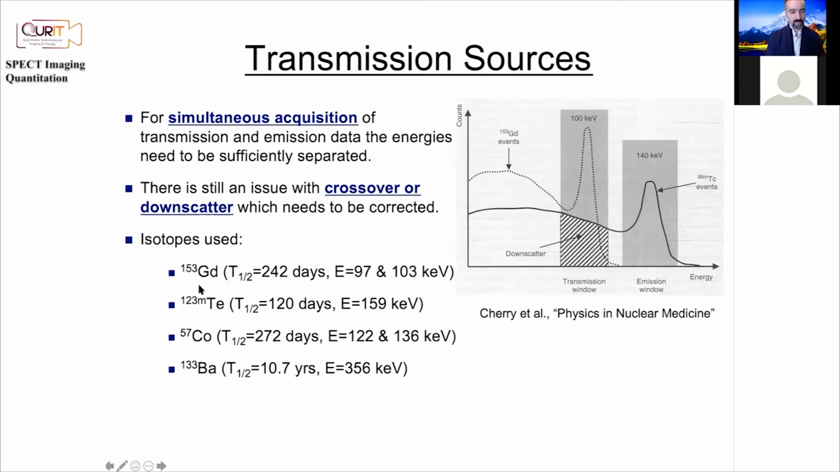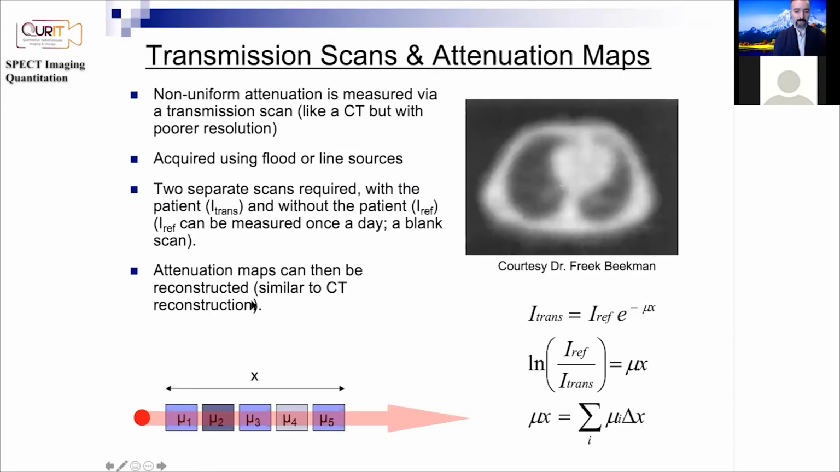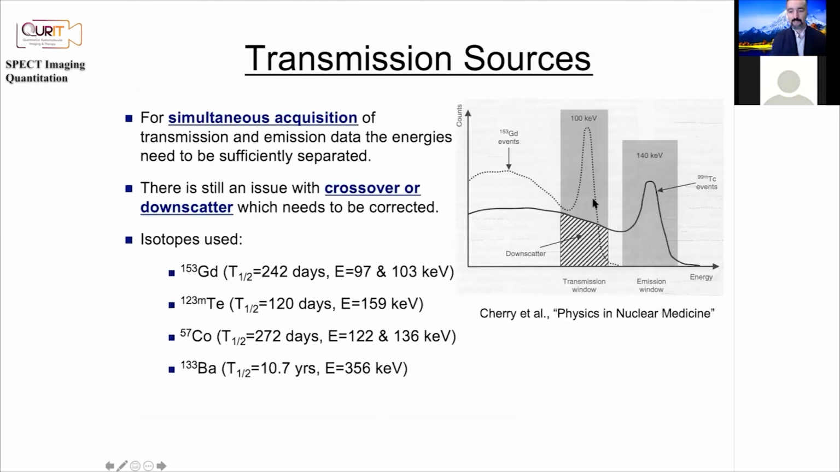And there are a number of isotopes that have been used in the past, as you can see: gadolinium, tellurium, cobalt, and barium. The half-lives tend to be very long, right? Because you don't want to be changing the source every day. You want to change it after a year or two or whatever. So that's what you have, and you can see the different energies. And these are the kind of images that you may get. There's a transmission image, which again looks like a low quality CT image, and it's fine for transmission correction. The problem is these downscattering problems.